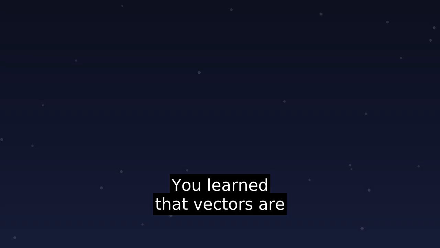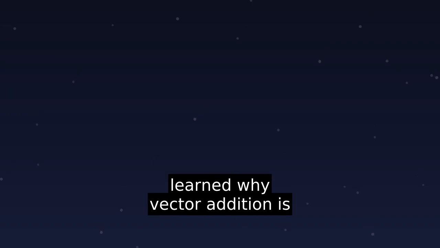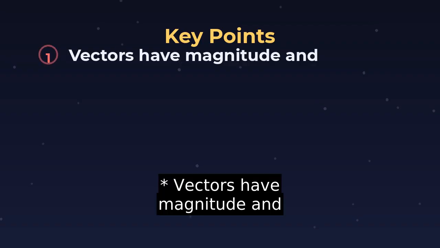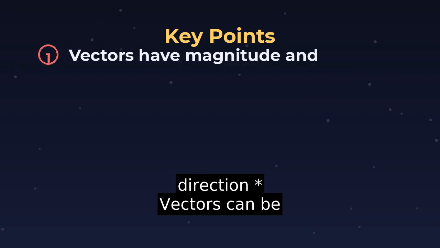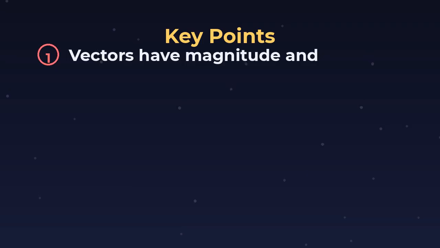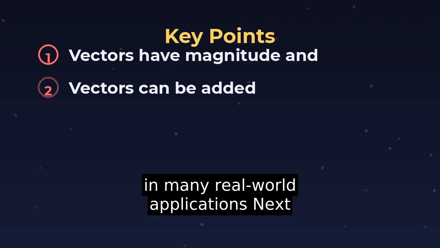So, what did you learn today? You learned that vectors are like invisible arrows that can be added together. You learned how to add vectors by combining their components. And you learned why vector addition is important in many real-world applications. Here are the key points. Vectors have magnitude and direction. Vectors can be added by combining their components. Vector addition is used in many real-world applications.